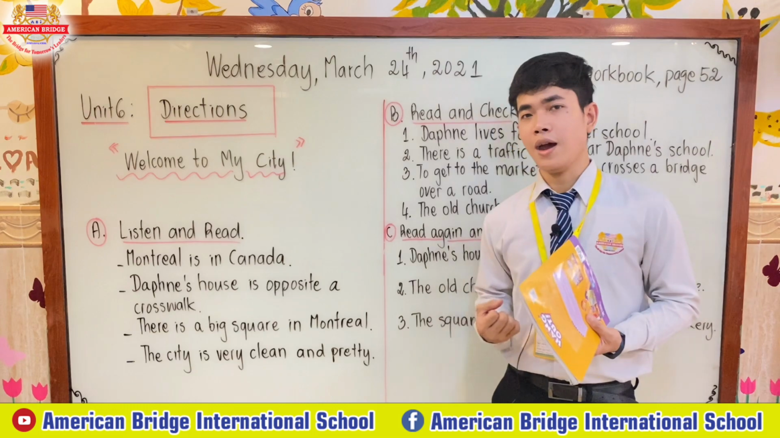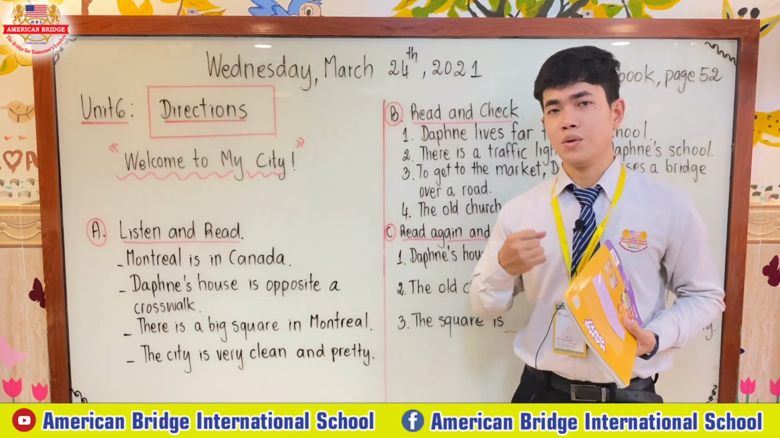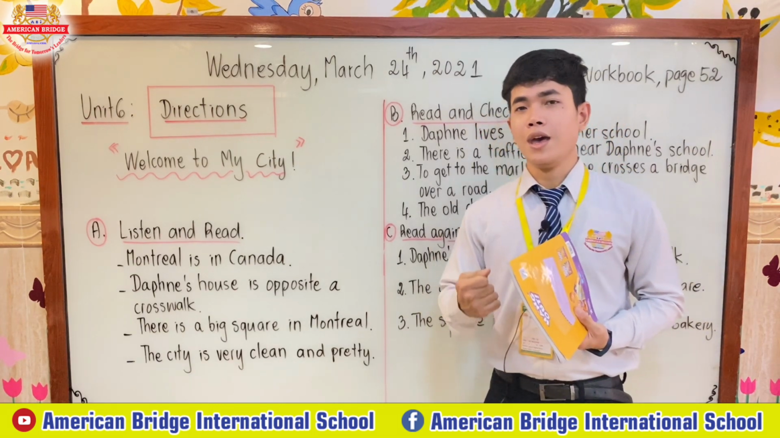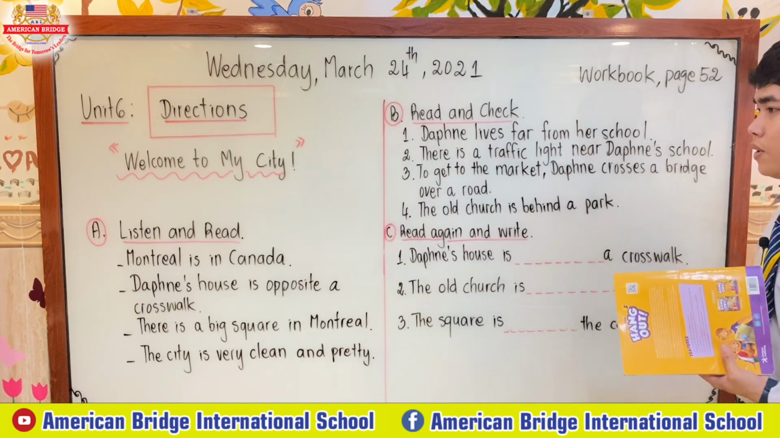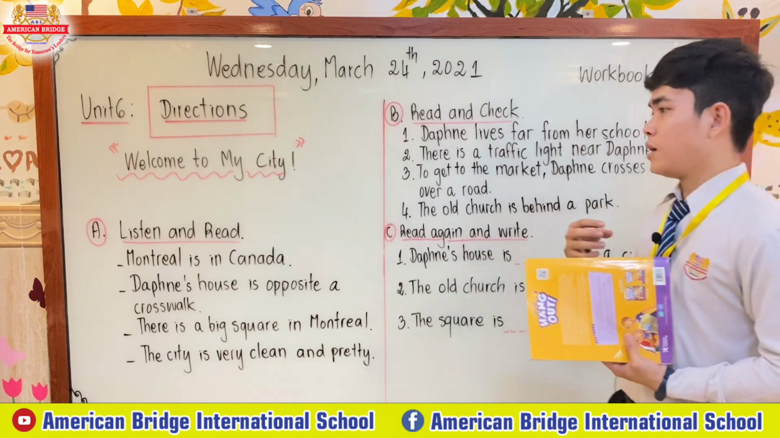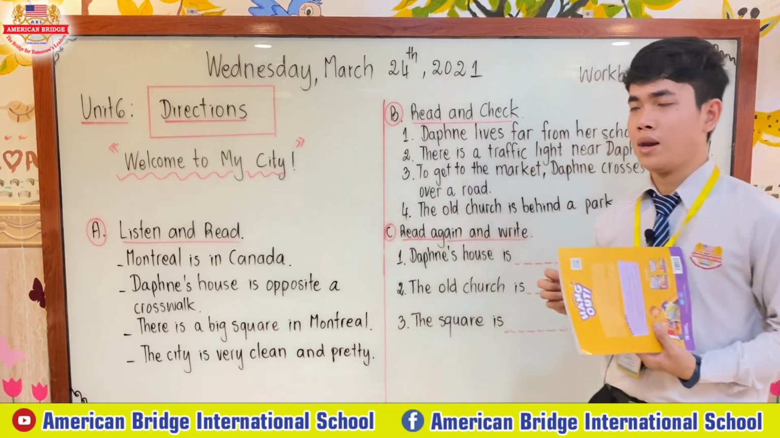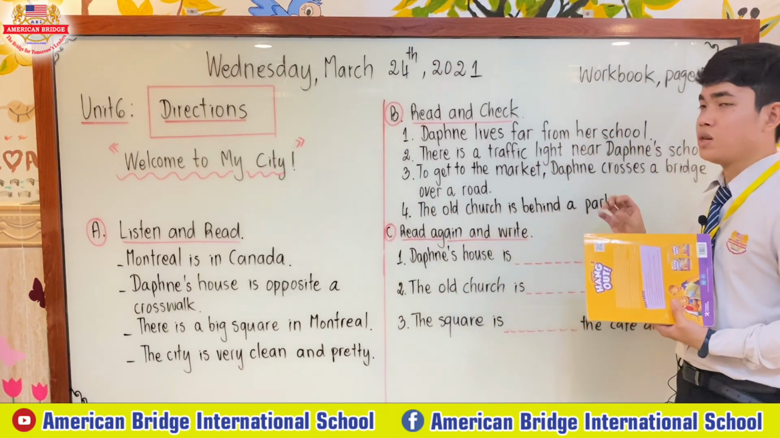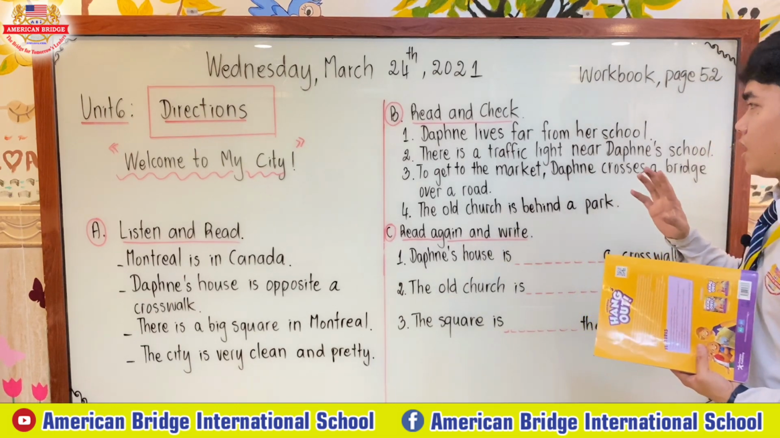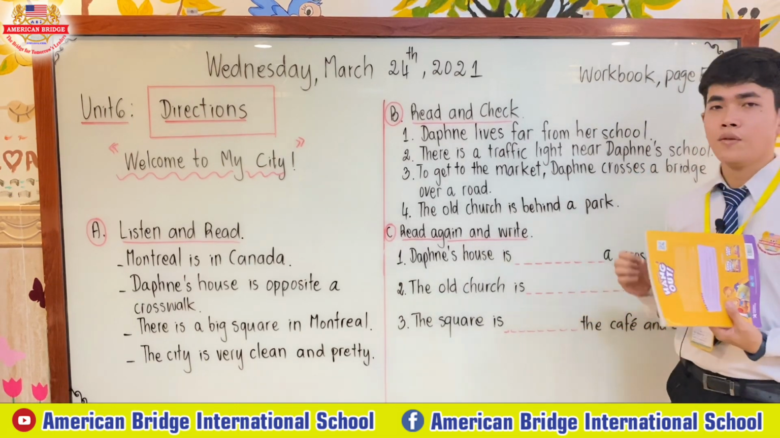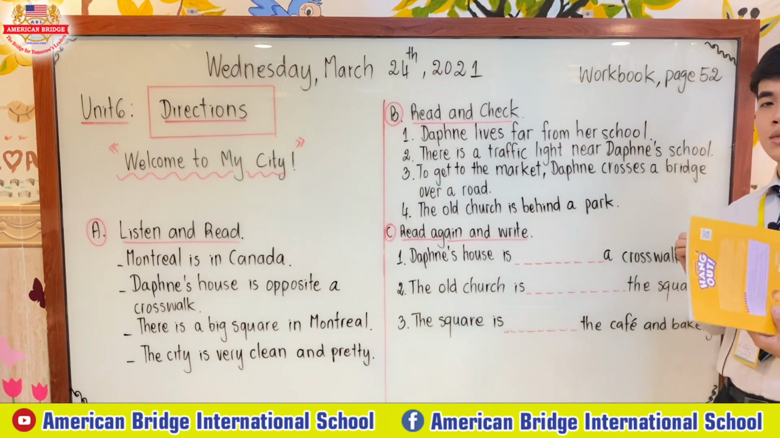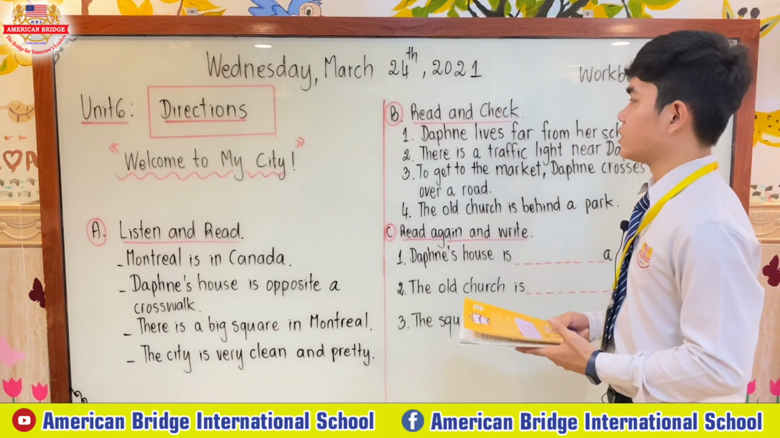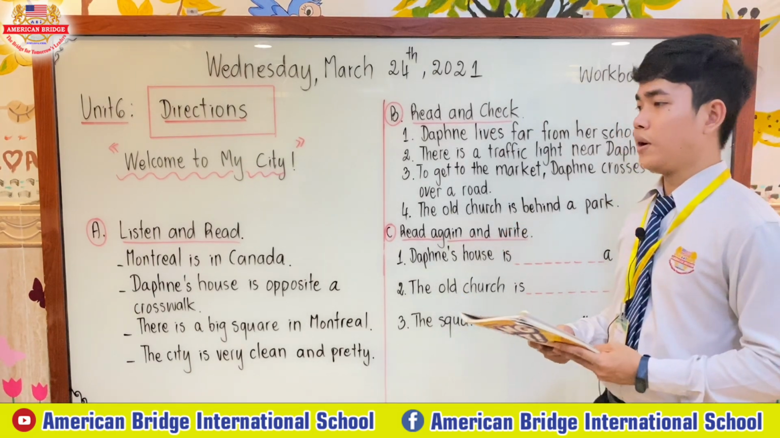Yeah, sure. I think that the city is really beautiful. And it is also clean. And we are going to complete the three sections, right? We have already done section A, which is about listen and read. And now let's move to section B, read and check. So I just want all of you to read these sentences together, and after that we are going to choose the correct ones. Okay, so now let's read the sentences together, right?